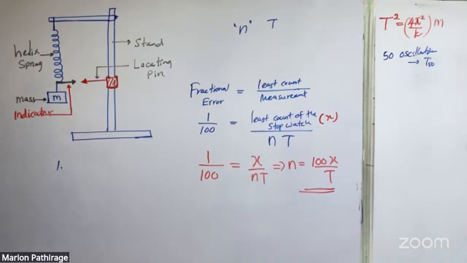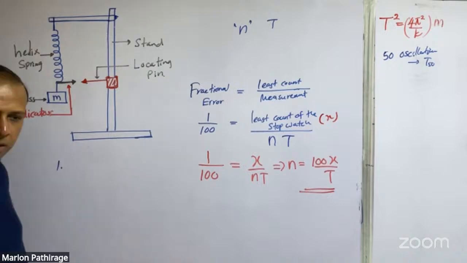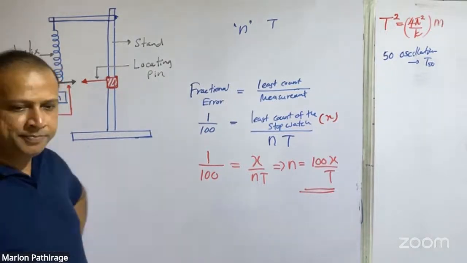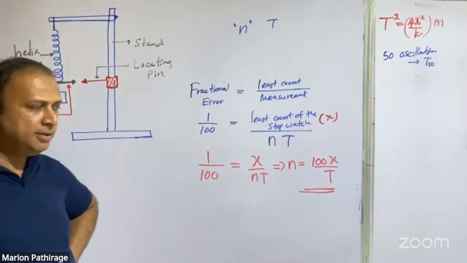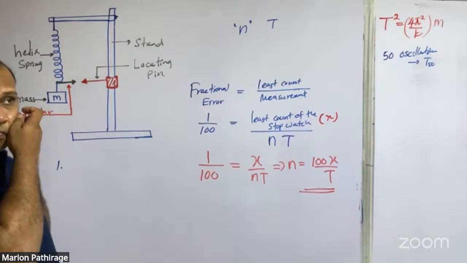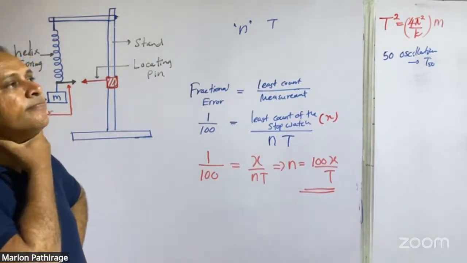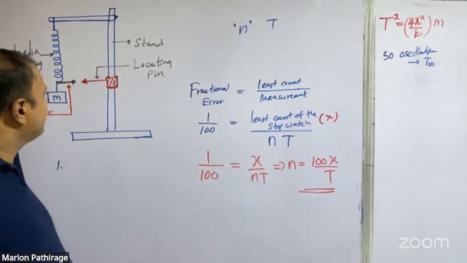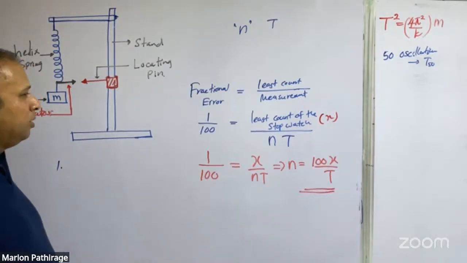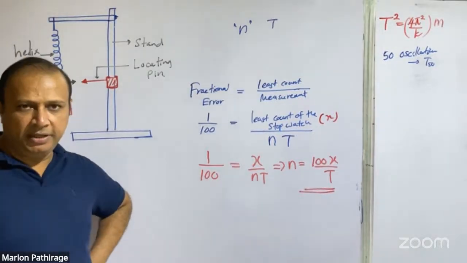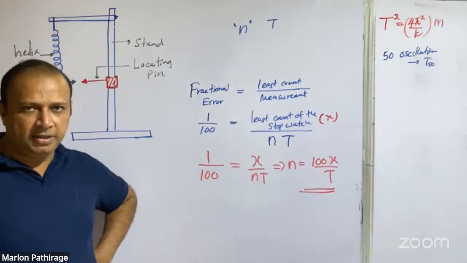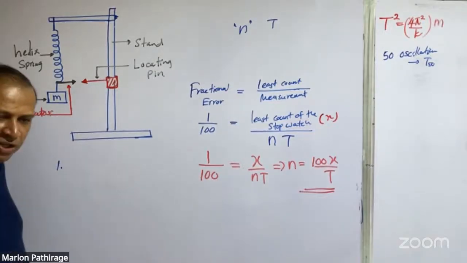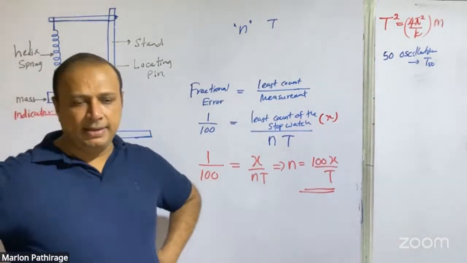Number two: fix the indicator horizontally at the end of the spring.